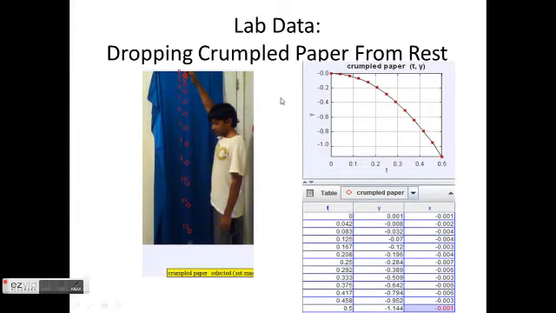Hey guys, so for my lab involving the motion of a falling object, I dropped a crumpled piece of paper from rest a little bit above my height, and I dropped it straight down. And I oriented the y-axis so the negative y-axis was pointing in the direction of the motion of the ball.